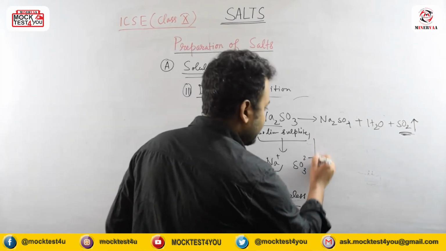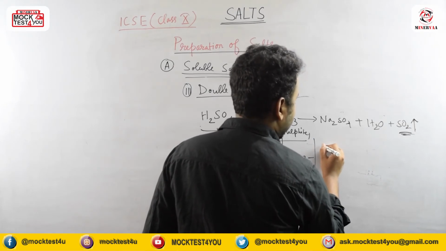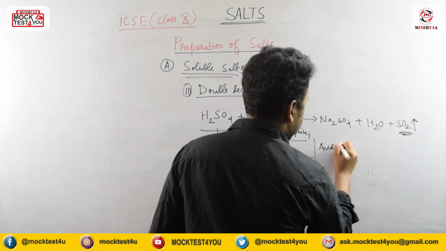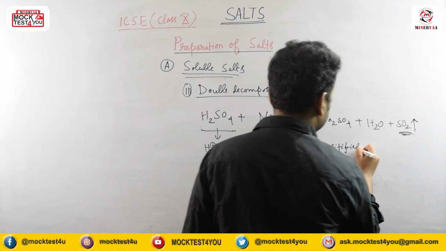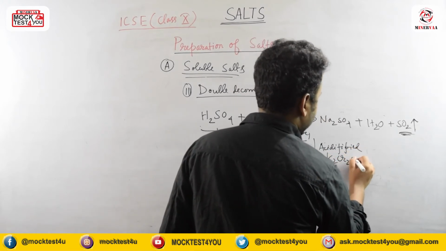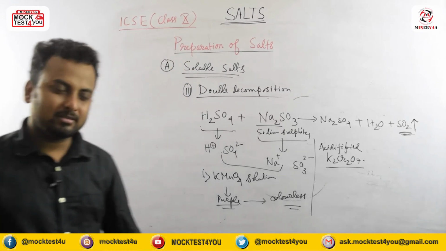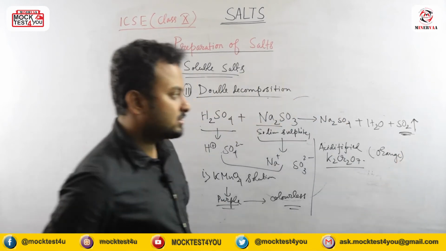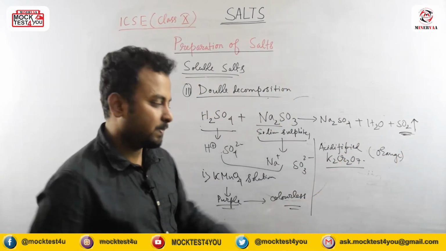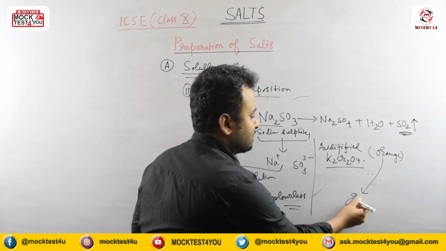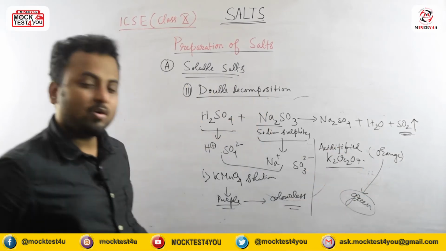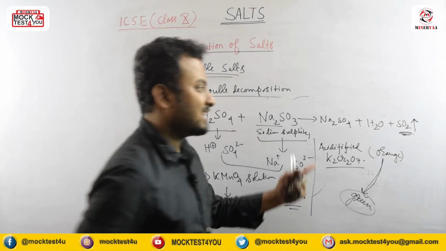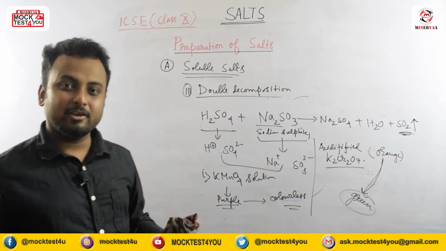There is another procedure, that is acidified K2Cr2O7, potassium dichromate. The color of this solution is orange. When SO2 gas is passed through this solution, what will happen? The color will change to green. Wow. So orange is getting changed to green. So we are getting the indication that SO2 gas is getting evolved. That's how we can identify SO2 gas.